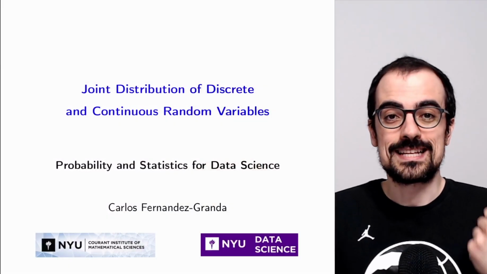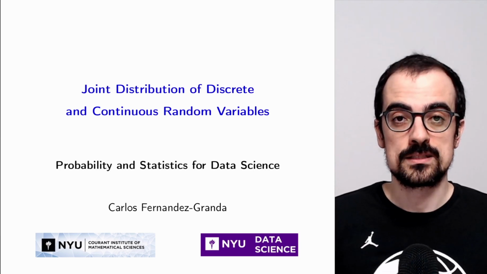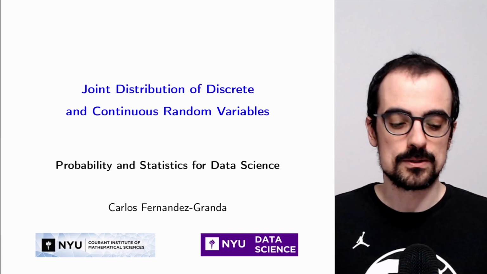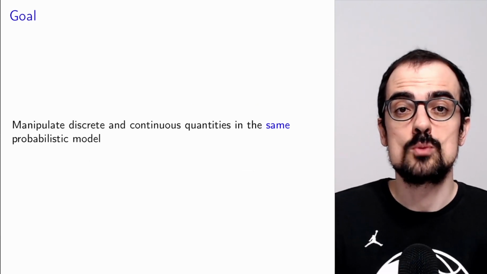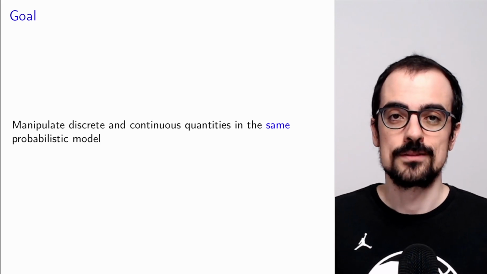The way we do this is by representing them as discrete and continuous random variables within the same probability space. We're going to learn how to characterize the joint distribution of those variables. Our goal is to be able to manipulate discrete and continuous quantities within the same probabilistic model.